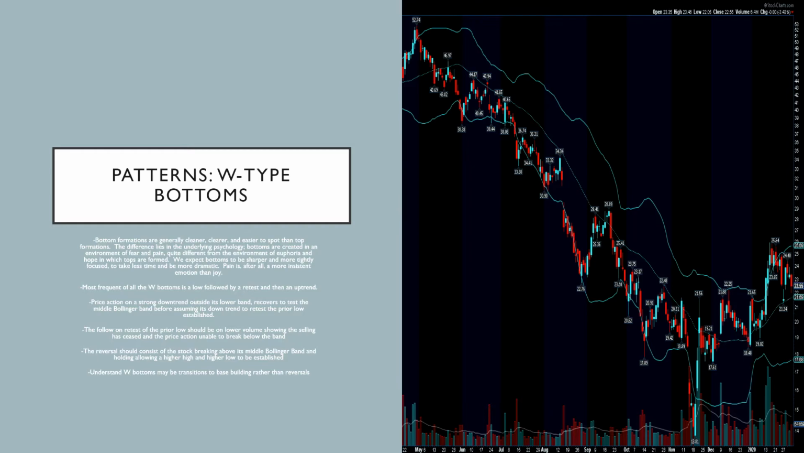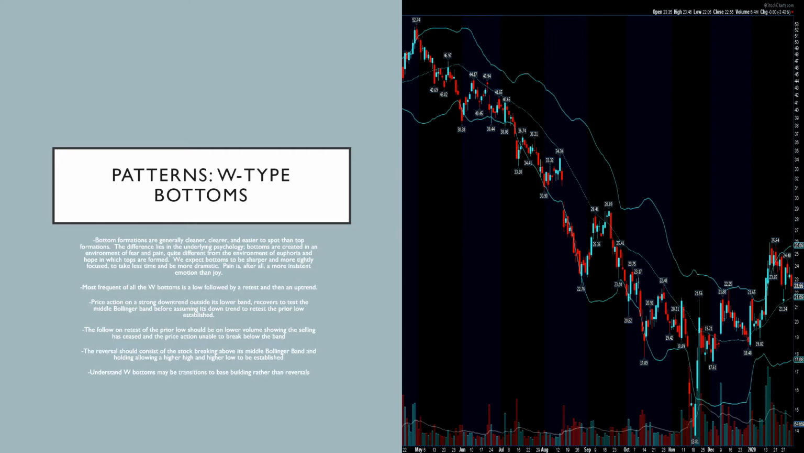The difference lies in the underlying psychology. Bottoms are created in an environment of fear and pain, quite different from the environment of euphoria and hope in which tops are formed. We expect bottoms to be sharper and more tightly focused, to take less time and be more dramatic. Pain is, after all, a more insistent emotion than joy. Most frequent of all W bottoms is a low followed by a retest and then an uptrend.